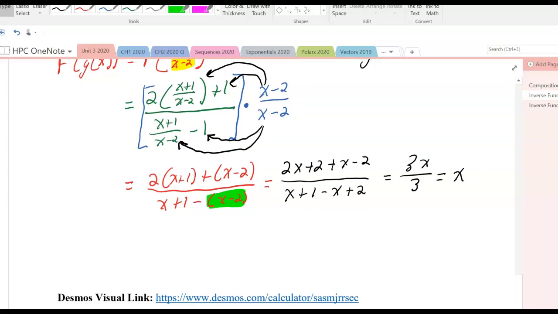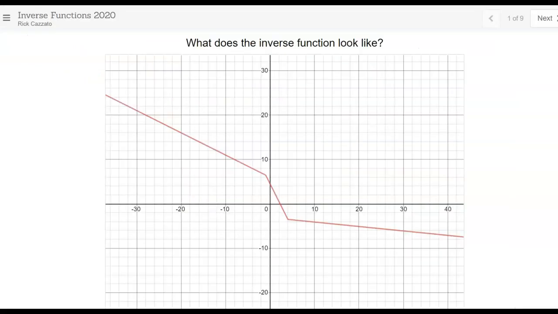All right, the last thing we want to show you is this Desmos. This is something that we'll put on the website, but I'm going to show it to you too. It's more of a teacher-led activity. So I'm just going to click it here. So can you visualize what the inverse function looks like?